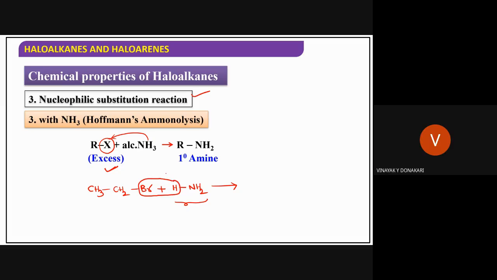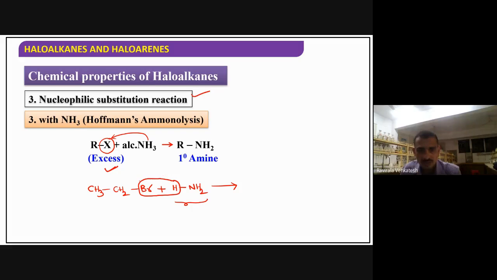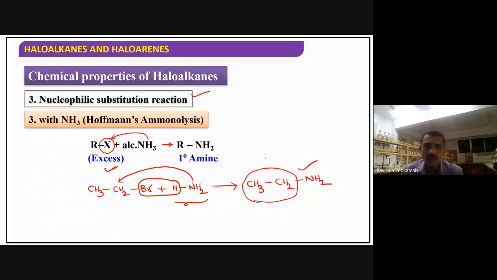No, sir, it is correct only. For making the mechanism, I have written it like this. Now remove the HBr, and add this NH2 onto the carbon. Now we get CH3CH2NH2. In the place of R, this is R actually, so we got RNH2, a primary amine. So I want to get a primary amine. What do I have to do?